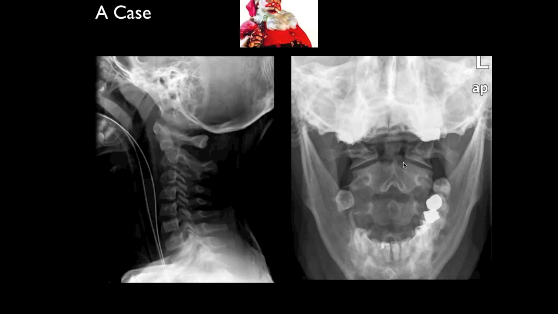Fracture right through the base of the peg, being the bit that juts out of C2. And you can see it in the lateral view here as well. The peg would normally be situated running vertically. Here it's angled quite dramatically forwards. So we have a peg fracture. So what's gone on here?